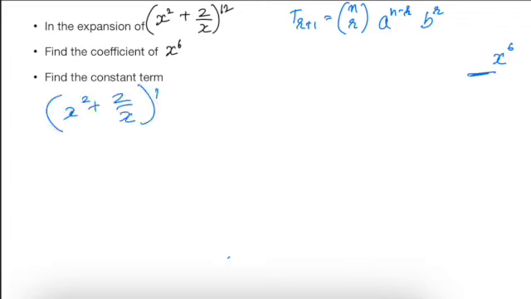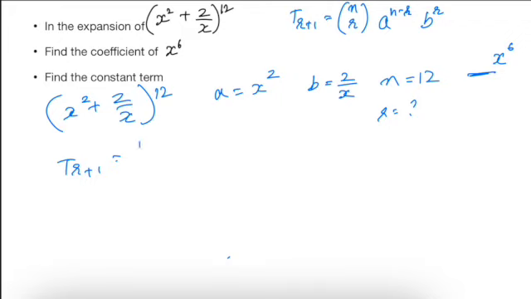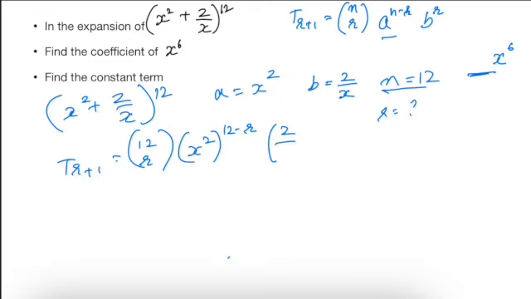Let's see. They've given a is equal to x squared, b is equal to 2 by x, and n is equal to 12. We need to find the value of r. How do we do that? So let's write T(r+1) is equal to 12Cr into, using this formula, (x squared) whole to the power 12 minus r, just substituting the values here, into (2 by x) to the power r.